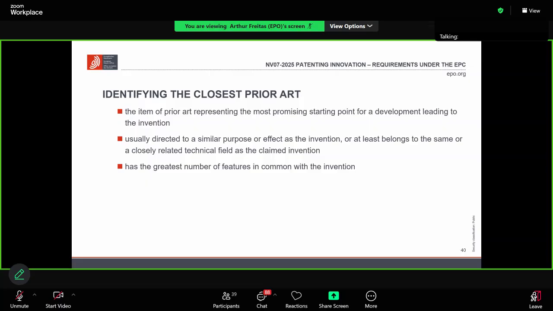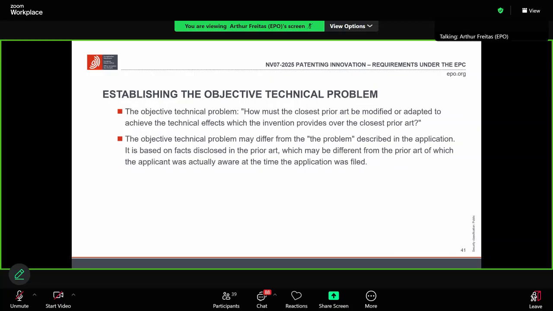When we choose a closest prior art, the closest prior art is what we call the best springboard to the invention. It would typically be in the same technical field, have most features in common, have a similar purpose. Important is that you take time to find the closest prior art because it sets the stage for the entire problem solution approach. If you get the closest prior art wrong, the outcome might be different. So we have to be careful about that one.